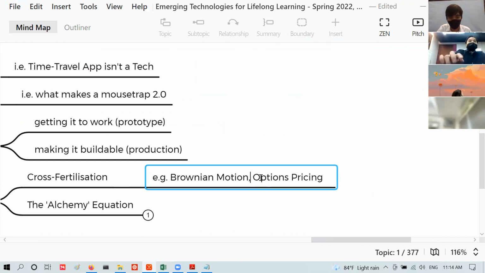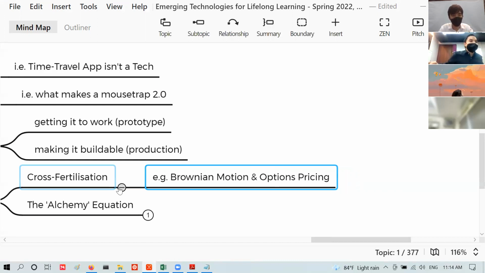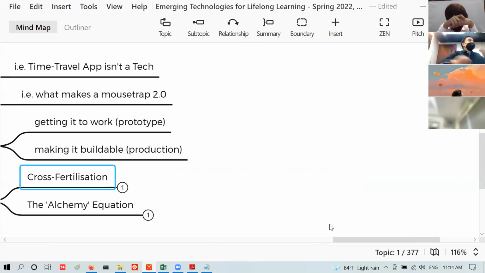and Black-Scholes. Option pricing. Yeah, and this has given rise to a gazillion-dollar industry.